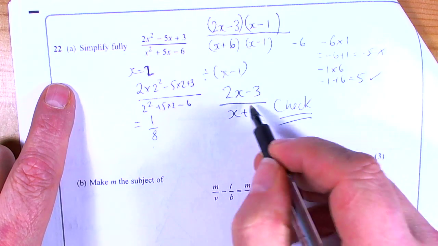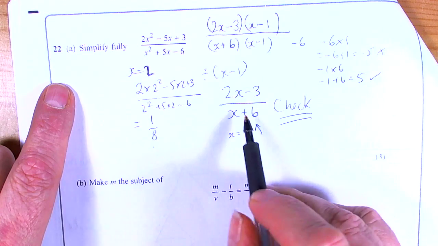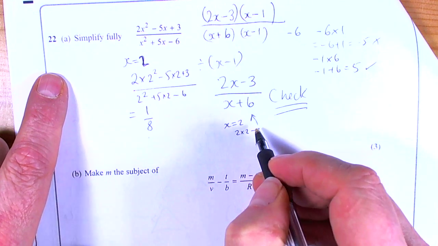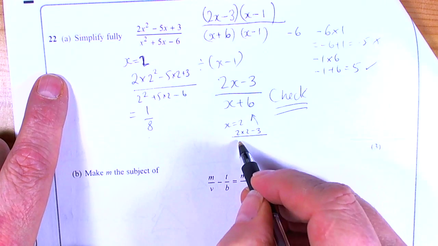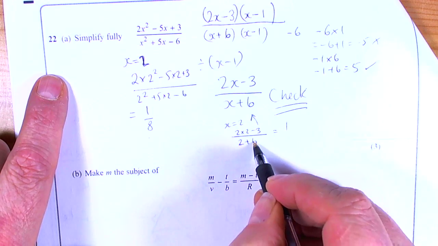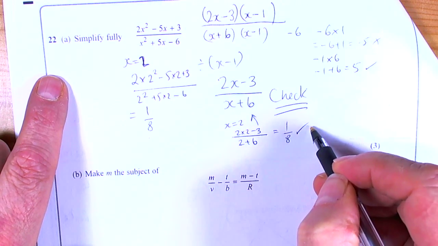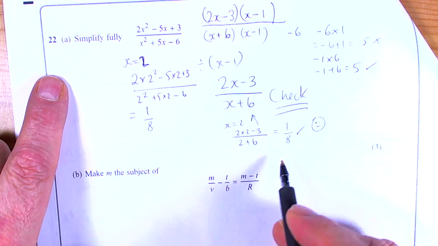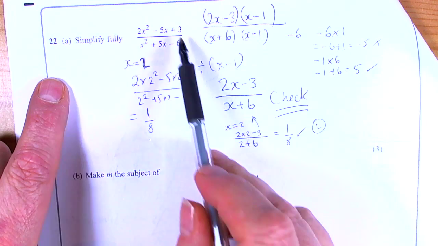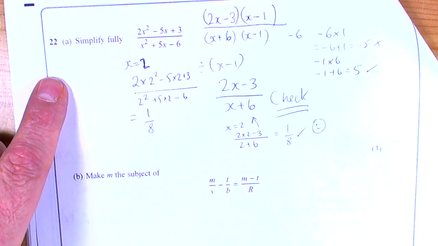So we now put 2 in here, and so when x equals 2 in this one, we find we've got 2 times 2, take away 3, all over 2 plus 6. 2 times 2 is 4, take away 3 is 1, 2 plus 6 is 8, so we've got 1/8. So because both of these were okay, our check worked, therefore we'll be quite confident that our simplification, having the same answer as our original one using a value of x, is correct, and we think we've done it okay.